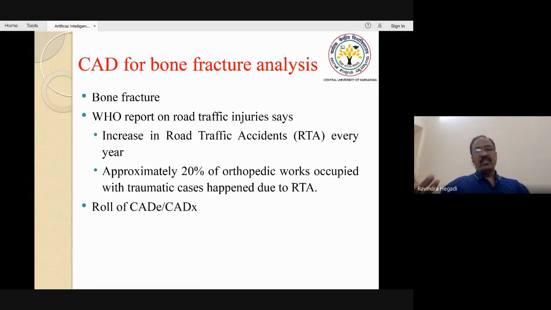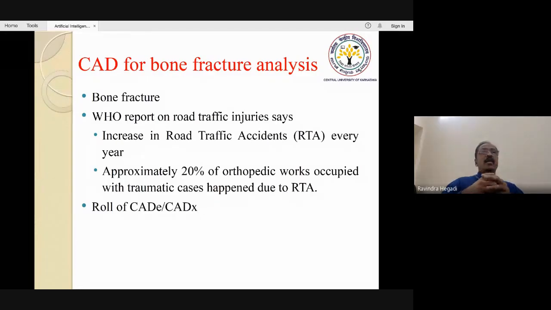So bone fracture is common in many accidents, or even while going on the road itself. If you fall, a bone fracture may happen anytime. If you look at the statistics of bone fractures, they are majorly found in traffic accidents. The WHO has come out with statistics on this.